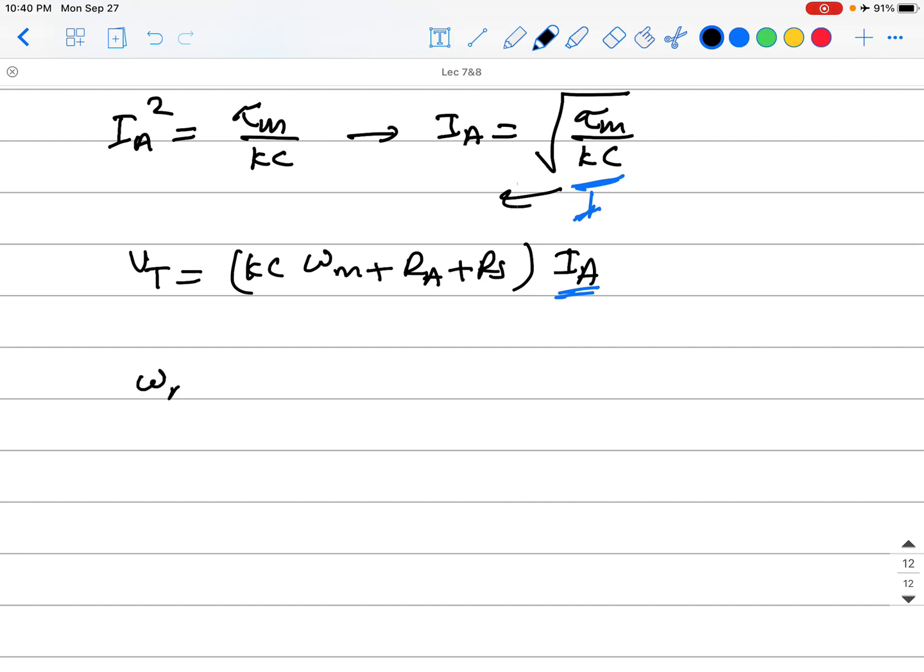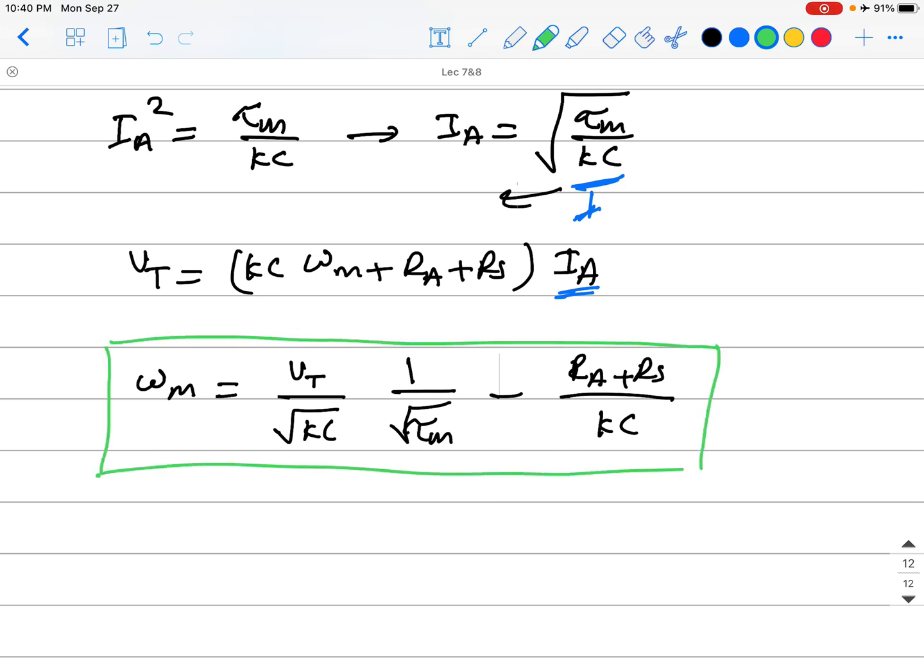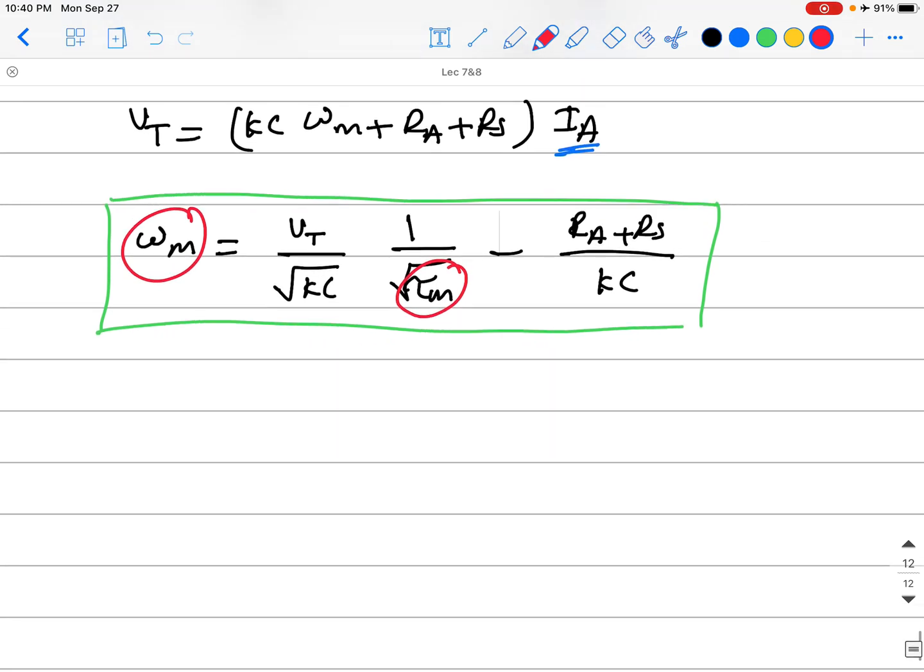It will look like this. Omega m will equal V terminal divided by the square root of K multiplied by C, multiplied by 1 over the square root of the motor torque, minus Ra plus Rs divided by Kc. That is the torque speed characteristics of the series connected motor. Okay, guys? That is the speed and that is the torque under the square root here. So it's up to you whatever you want to control here to control the machine.